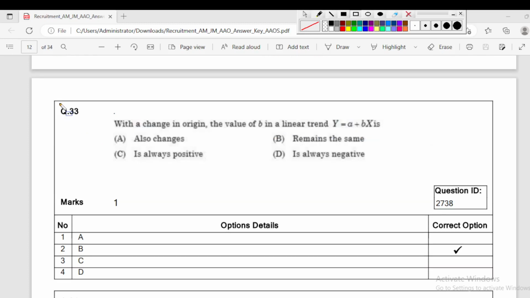Question number 33. With the change in origin, the value of b in a linear trend y equals a plus b x is: option A also changes, option B remains the same, option C is always positive, option D is always negative. Option B is correct, remains the same.